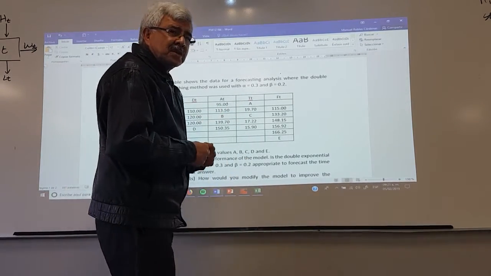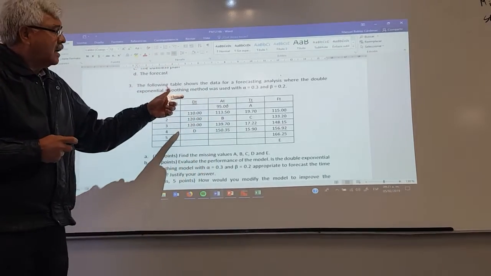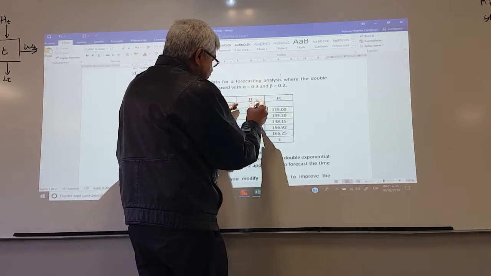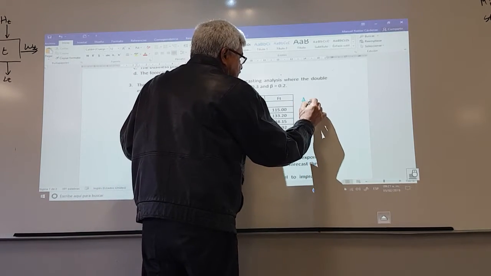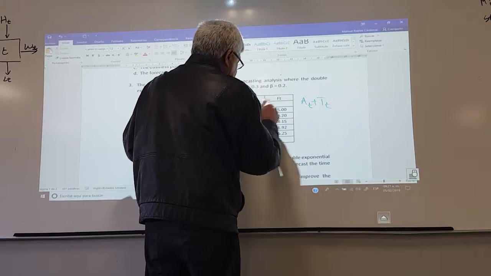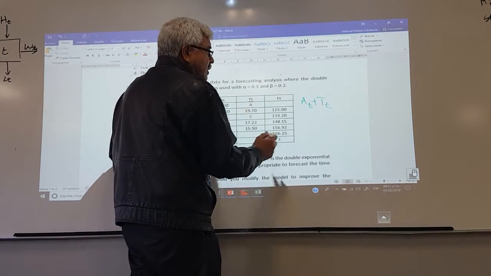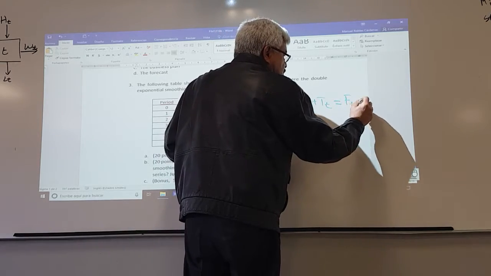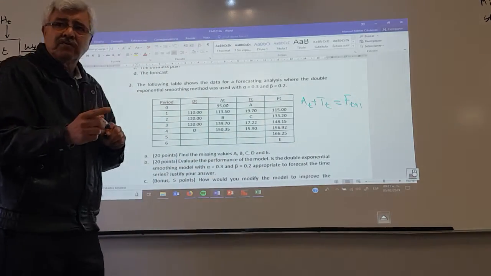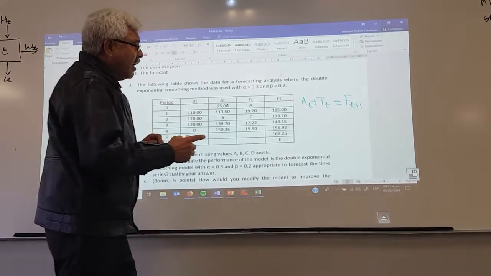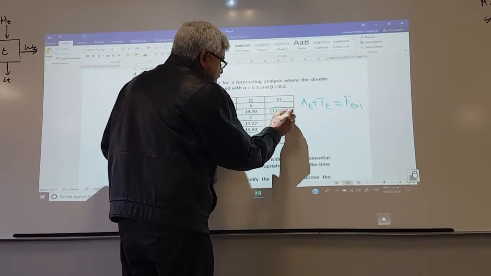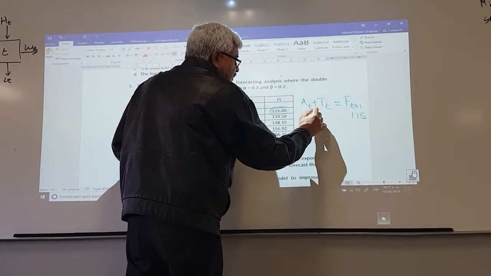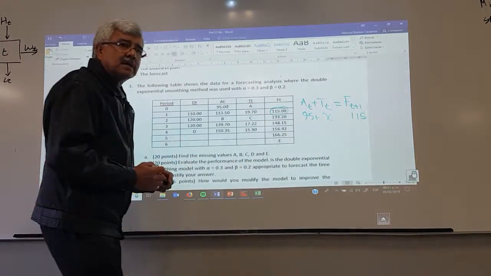This is, can you see the formulas? This is the double exponential smoothing. Can you see the formulas? This is AT plus TT. This, you should know, is equal to FT plus 1. Can you check the formulas? So FT plus 1 is this. This is 115. This is 95. And this is X.